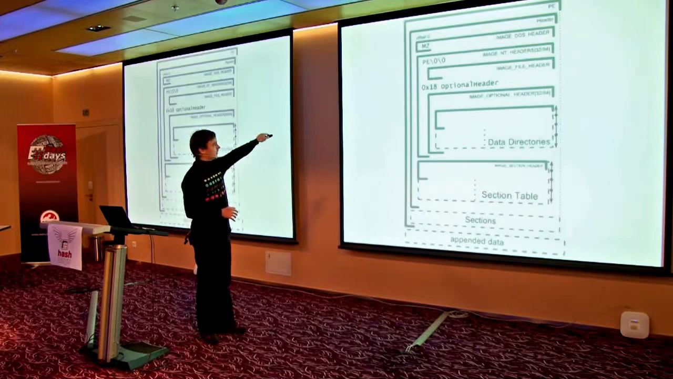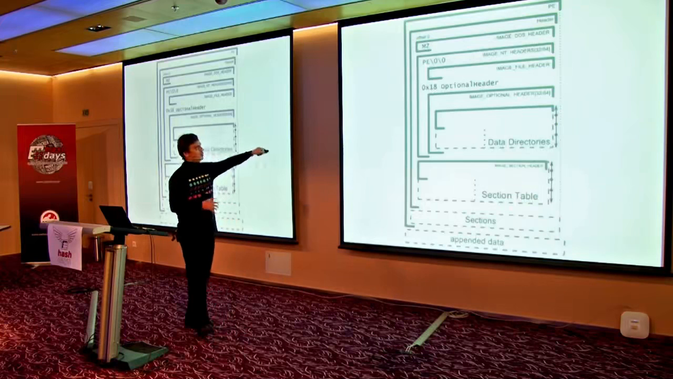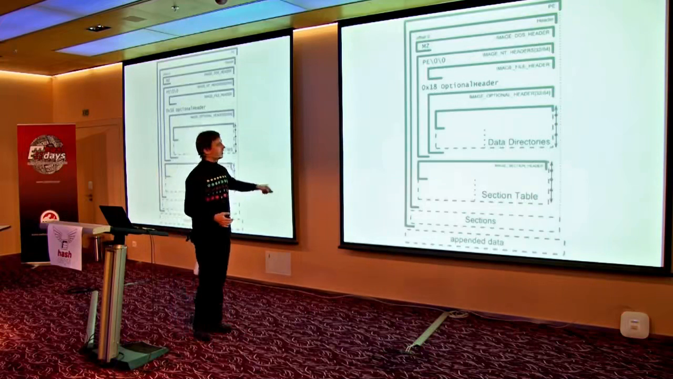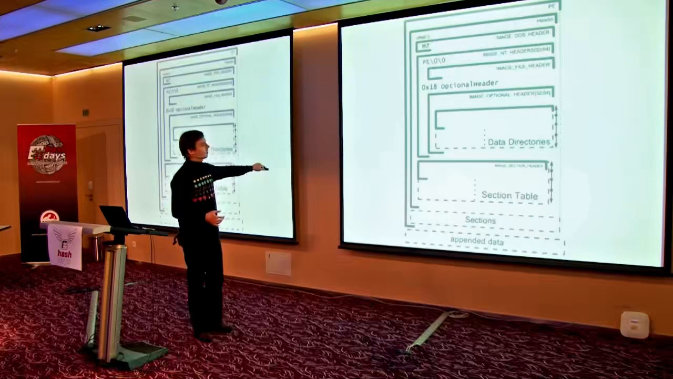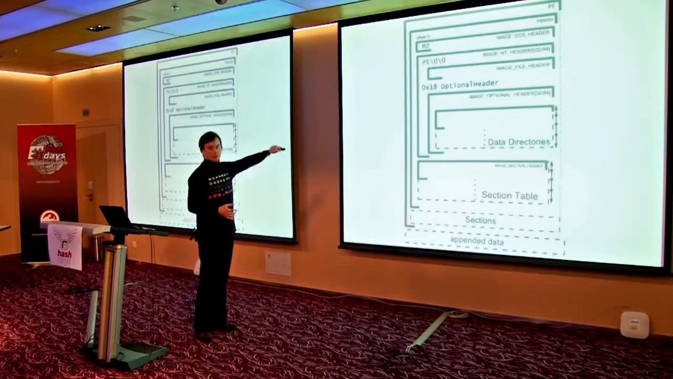So then it starts with the PE signature. Then you have the file header, which is always there. And then you could have an optional header, which is optional. It's not present in object files, it's only present in executables. And you can have a section table. The file header is the one saying whether there will be an optional header.